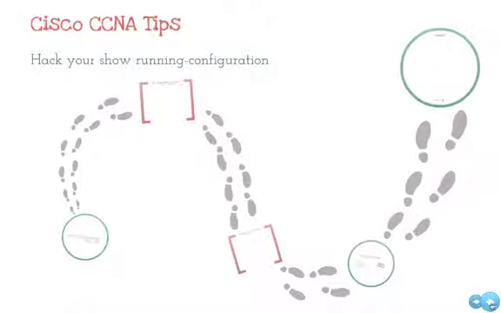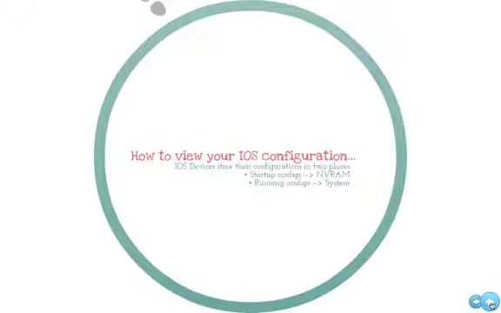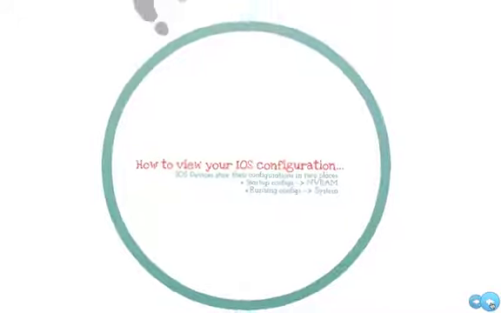So to start with, where do we keep this stuff? iOS devices store their startup configuration in the NVRAM, and when the router boots, it copies that startup configuration into the running configuration, which exists in the system directory.